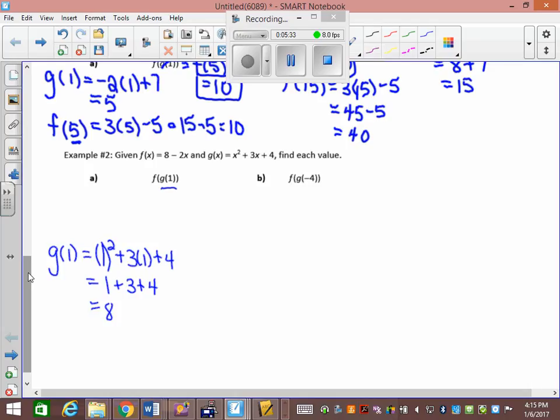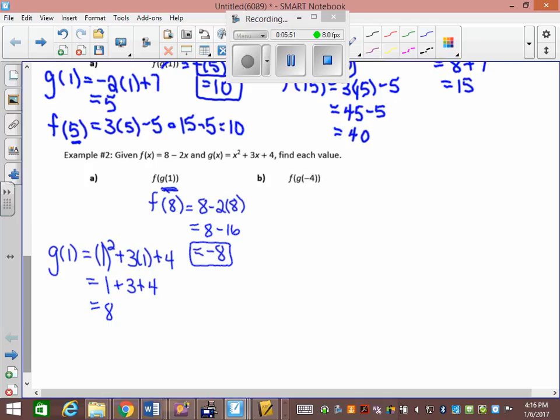So in for g of 1, I'm going to put in an 8. So I'm going to find f of 8. So I'm going to do 8 minus 2 times 8, which is 8 minus 16. So my answer is negative 8.